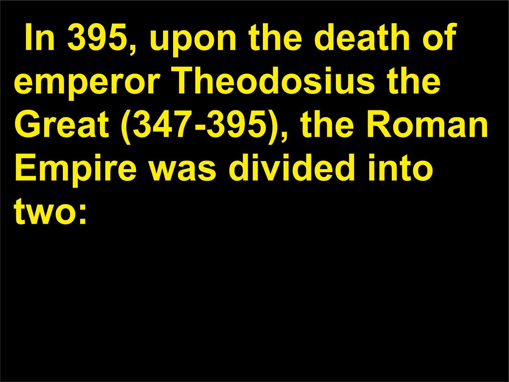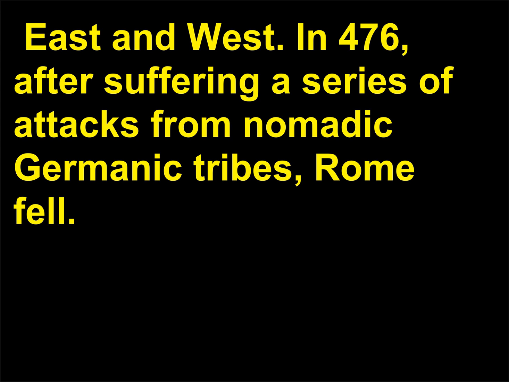In 395, upon the death of Emperor Theodosius the Great, 347 to 395, the Roman Empire was divided into two, East and West. In 476, after suffering a series of attacks from nomadic Germanic tribes, Rome fell.